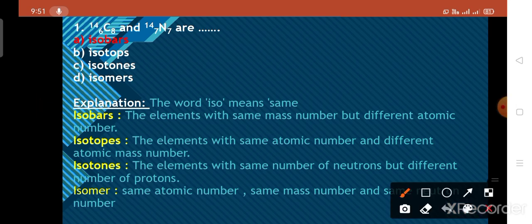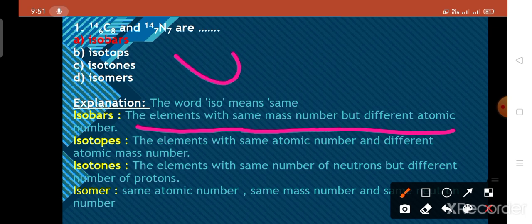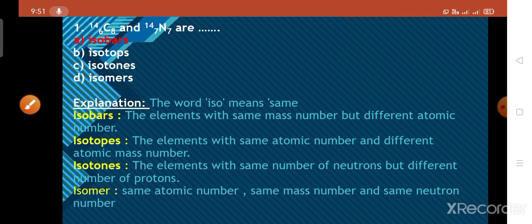Now the definition of isobar: elements with the same mass number but different atomic number are known as isobars. So in both these examples, the mass number is the same but the number of neutrons and the number of protons are different. So these three options we can exclude, and the first option is the correct option.